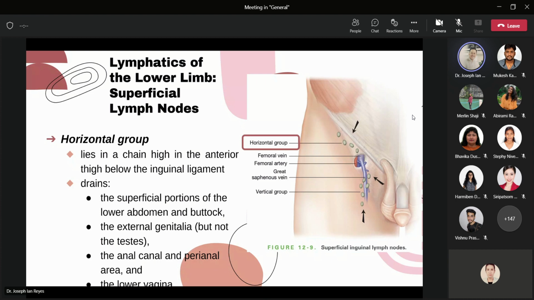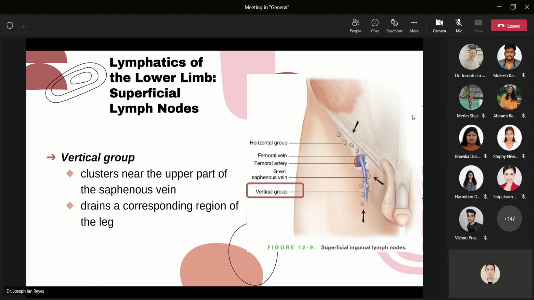Superficial portions of the lower abdomen and buttock, external genitalia except the testis, anal canal, perianal area, and in females, the lower part of the vagina. For the vertical group, it clusters near the upper part of the saphenous vein and drains a corresponding region of the leg. In contrast, the lymphatics from the portion of the leg drained by the small saphenous vein.